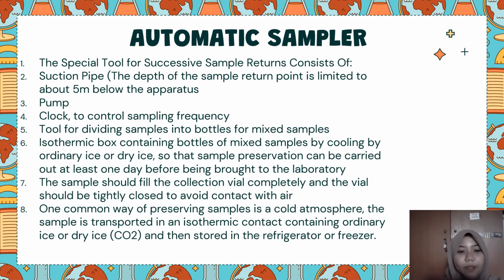And then the sample should fill the collection vial completely, and the vial should be tightly closed to avoid contact with air. And then one common way of preserving samples is a cold atmosphere. That sample is transported in an isothermic box containing ordinary ice or dry ice, CO2, and then stored in the refrigerator or freezer.